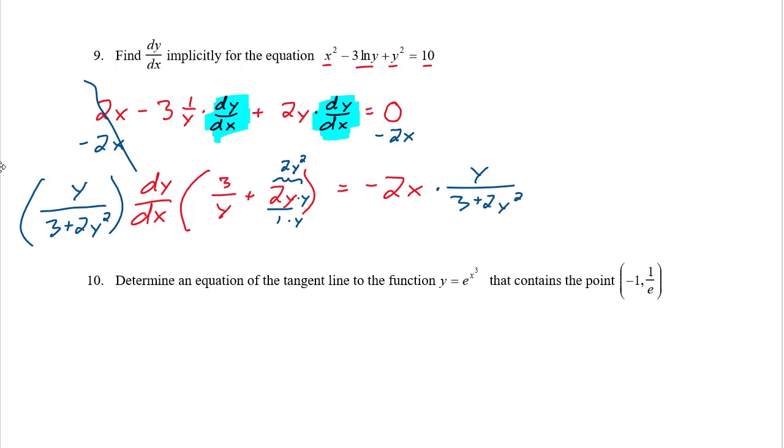And so now we can arrive at our final result here. Dy over dx is equivalent to this negative 2x times y in the numerator, all over a 3 plus 2y squared in the denominator. And if I could reduce anything I would, but it doesn't really look like I can factor anything out on the bottom, so there's really no reducing I can do.